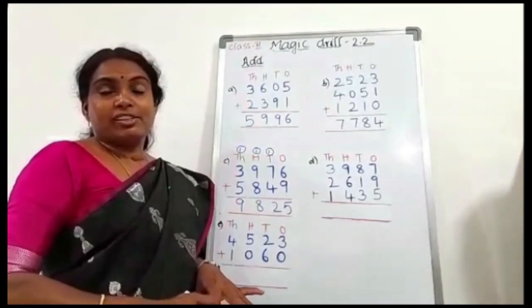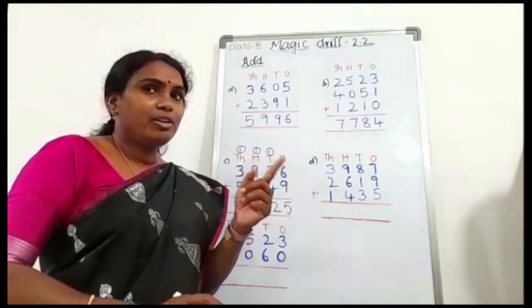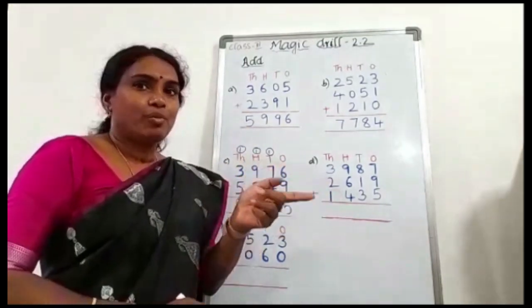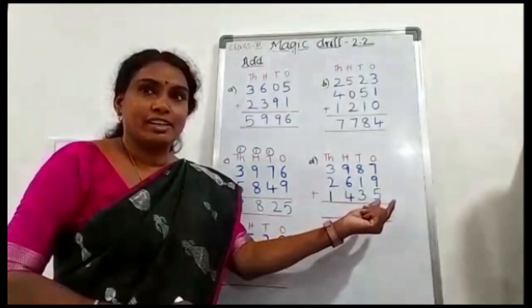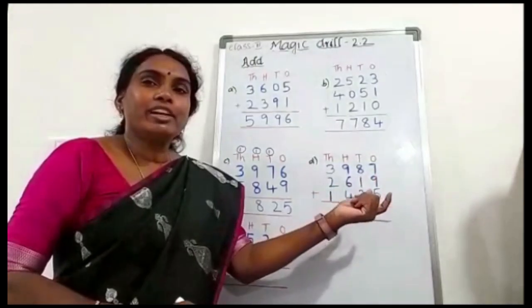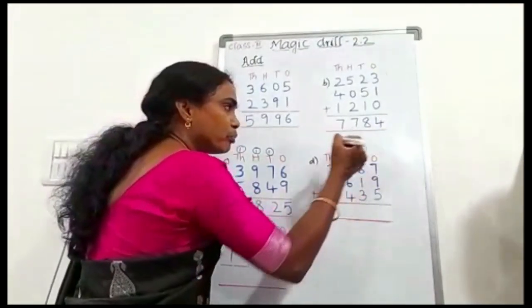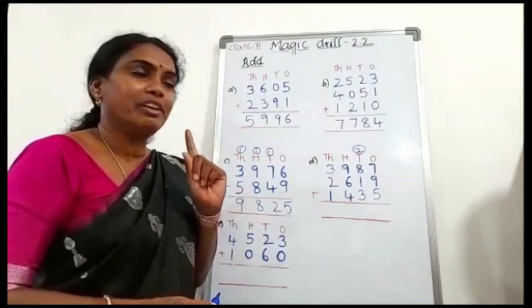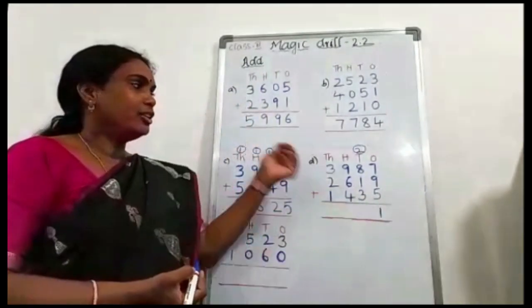But 21 ones. 10 ones we know is equal to 1 ten, 20 ones is equal to 2 tens, 30 ones is equal to 3 tens, 40 ones is equal to 4 tens. Okay children. So here we got 21 ones. 20 ones is equal to 2 tens, so we regroup to the tens column. How many ones are left over? Only one. That one we write under the ones column.